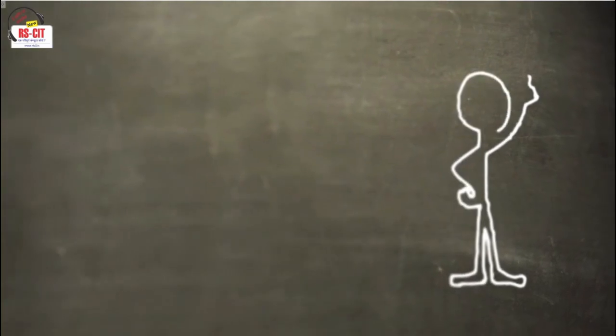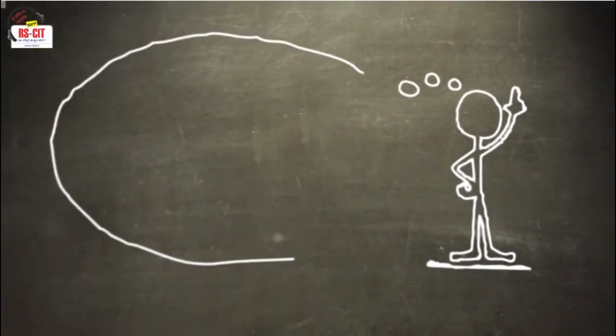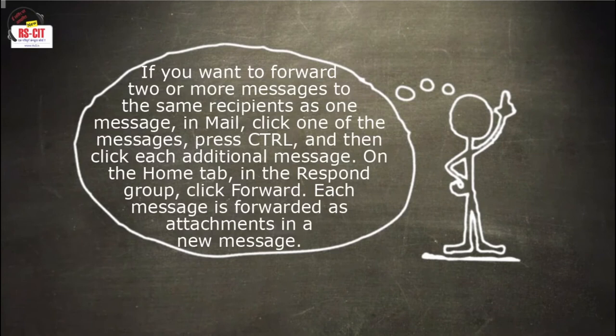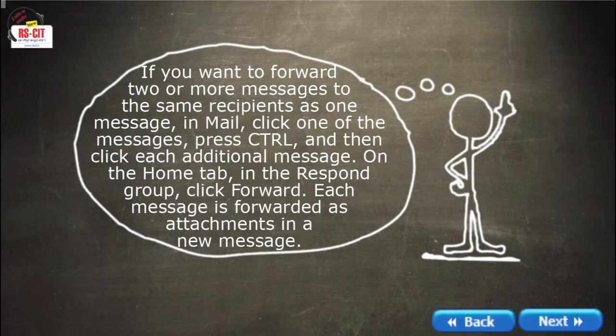Tip: if you want to forward 2 or more messages to the same recipient as one message, in Mail, click one of the messages, press Ctrl and then click each additional message. On the Home tab in the Respond group, click Forward. Each message is forwarded as attachments in a new message.